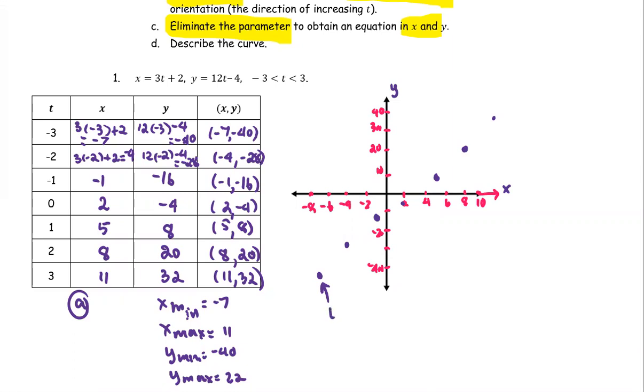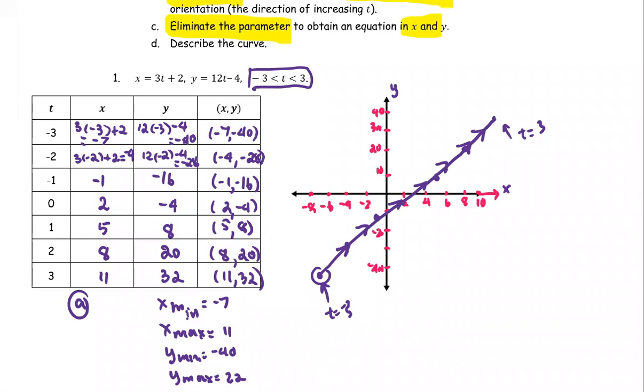The first one here is when t equals -3, and the last one is t equals +3. As we see, the trajectory or the orientation of the graph is going in the direction of t increasing. So we don't include t equals -3 because the boundary of t is strictly greater than -3 but less than 3. So the direction of the parametric curve is going up in this direction. They put the arrow to represent the orientation of the parametric curve as t increases.